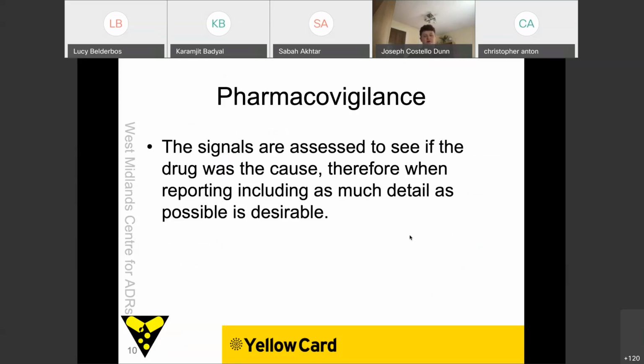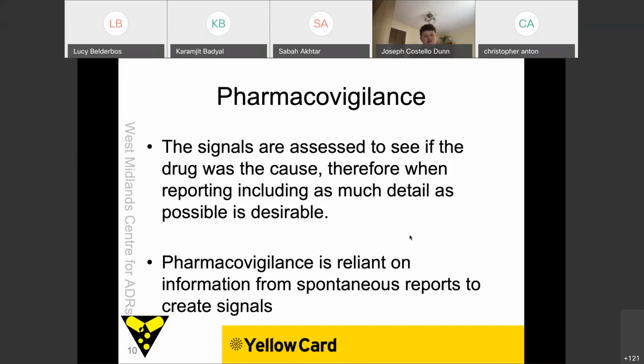And that's an important thing to note, is that when reporting ADRs, the people reporting the ADR do not have to be convinced that the reaction or the ADR was caused by the drug. They just need to be suspicious, as it's the job of the signal assessors to establish a causal relationship. And therefore it's very important to include as much detail as possible when reporting on yellow cards. And pharmacovigilance is reliant on the information from spontaneous reports to create these signals.